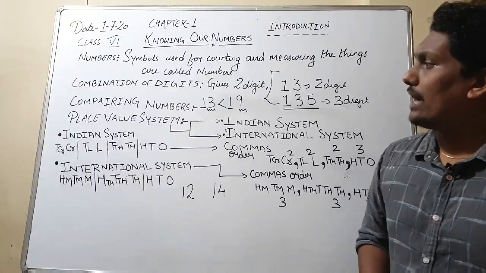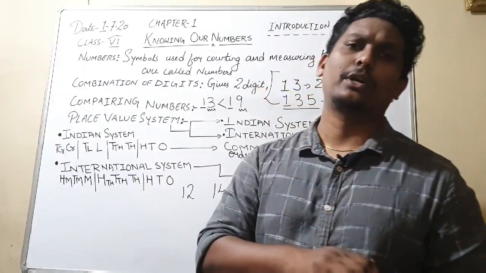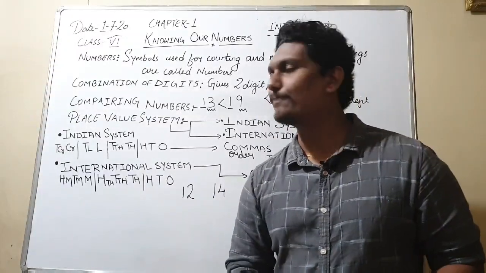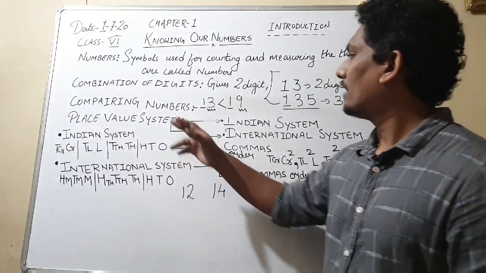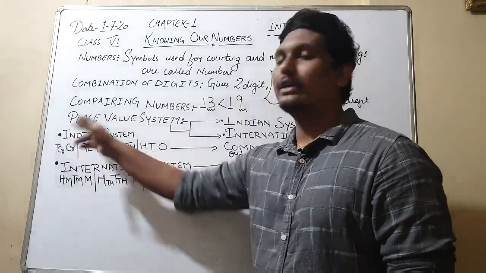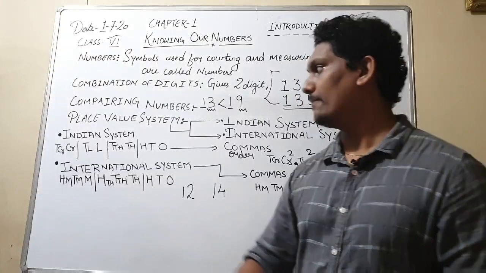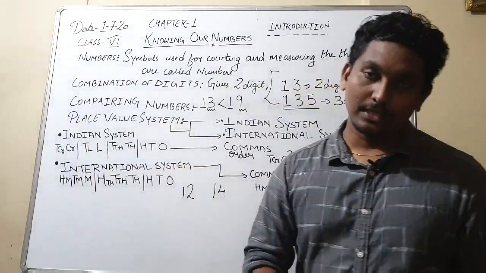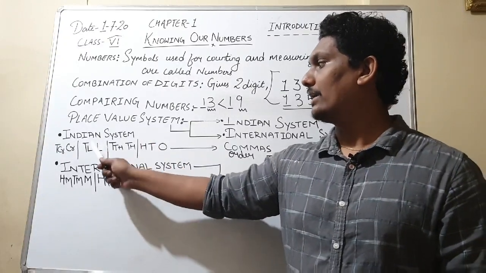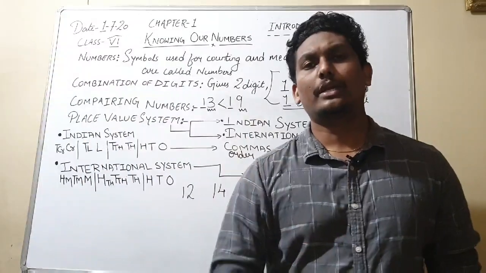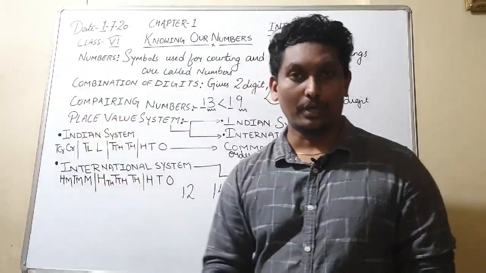Then we have the place value system, the interesting topic of the chapter. We have already studied the place value system in class 5 and class 4 also. So it is the same thing, no changes are there. In the place value system we have two types of system, the Indian system and the international system. The Indian system basically deals with ones, tens, 100, 1000, 10,000, lakhs, 10 lakhs, crore and 10 crore. So one thing about the Indian system is that it basically deals with lakhs and crore.